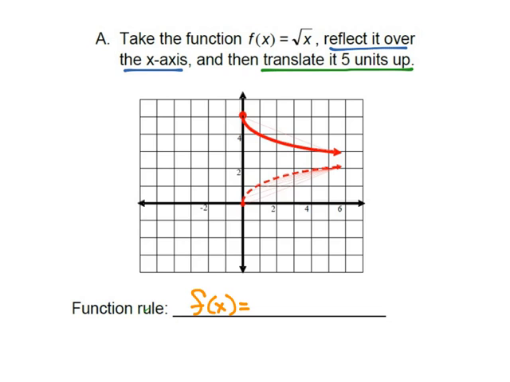Now, because I need that reflection over the x-axis, I'm going to start off with a negative in front of my square root. Of course, we're taking the square root of x, but we're also moving this graph up 5 units. And because we're moving it up 5 units, we're going to have to add 5, and I'm adding 5 on the outside of the square root. Adding 5 inside the square root would move the graph to the left, and that's not what we're doing here. We're moving it up 5. Therefore, the equation for this graph is f of x equals negative square root of x, plus 5.